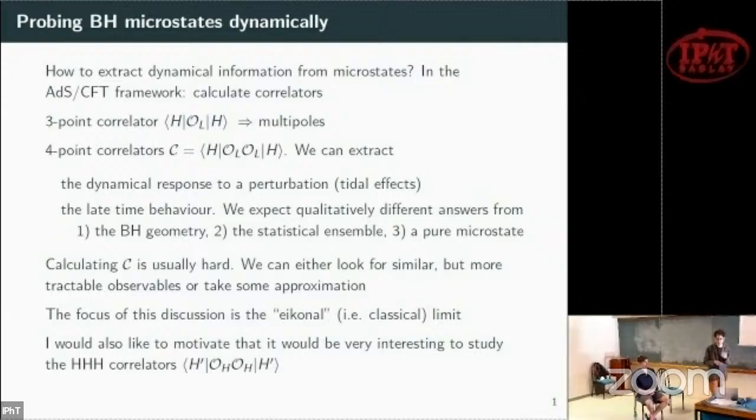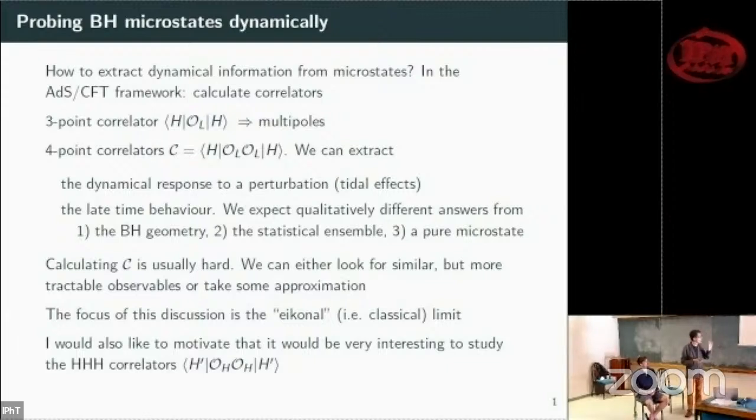And for instance, these form factors, this thing that Imin was talking about, could be a good observable to look at. Or you can stick to the 4-point function and try to calculate in some approximation. And the idea here is to use this classical approximation. So this is the general setup.